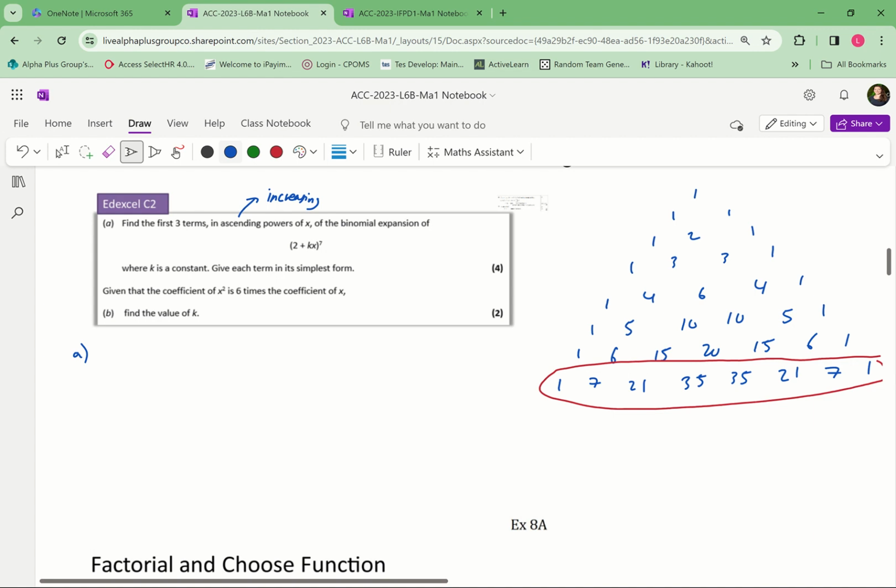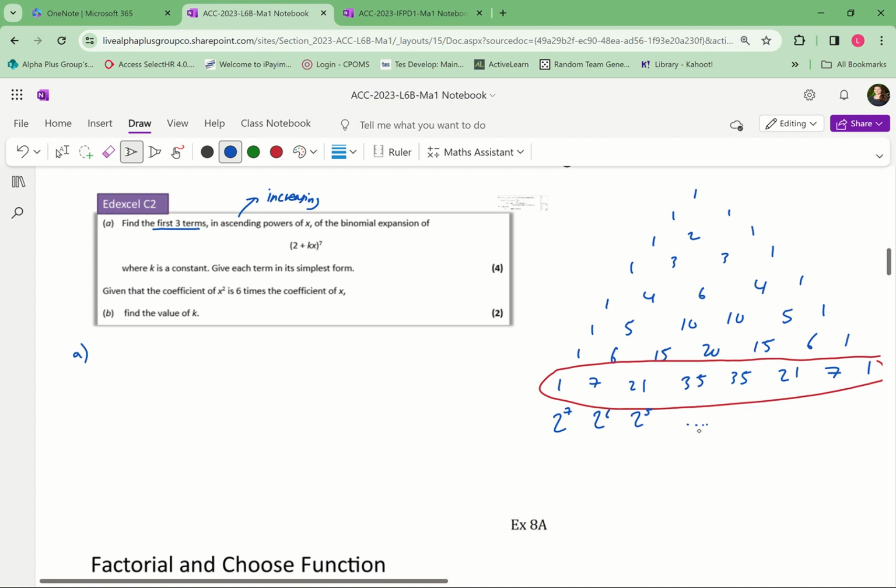And I only want the first 3 terms. So I'm going to have descending powers of 2 and ascending. Descending means decreasing, so it's going to start with 2 to the power of 7. Then we're going to have 2 to the power of 6, then 2 to the power of 5. And because the question only asked me for the first 3 terms, I'm going to just do it for the first 3 terms. I'm not going to do everything.